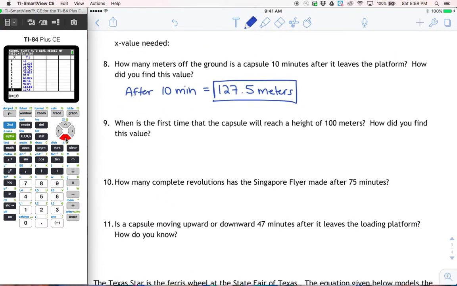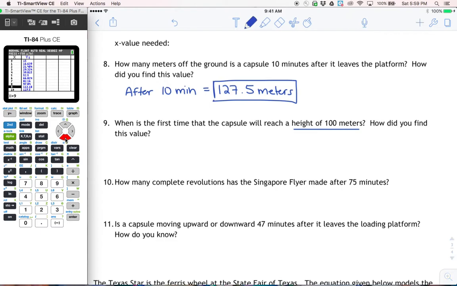When is the first time that the capsule will reach a height of 100 meters? Okay, well, that's a y value, right? That's like the product of our formula, the result of our formula. So we're looking here for when does it hit 100 feet? Well, it looks like it hits 100 feet between 8 and 9 minutes. Okay, well, what if I wanted to be more specific? What if I wanted to know exactly when it reached a height of 100? I know it's between 8 and 9 minutes at this point, but what if I wanted to be exact? I'm going to go ahead and show you guys how to calculate that, mostly because we're going to do this in the next unit, so it wouldn't hurt to just give you a little bit of exposure here.